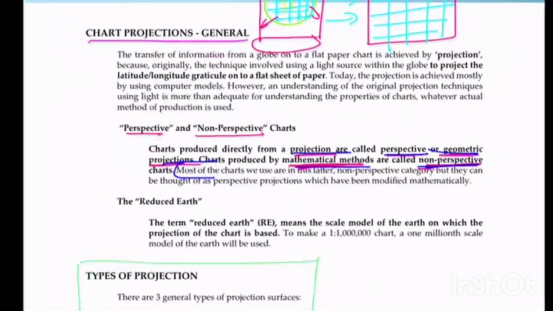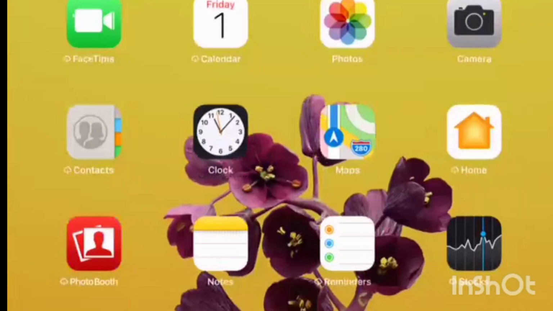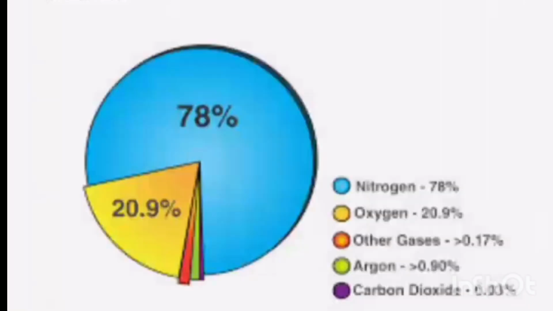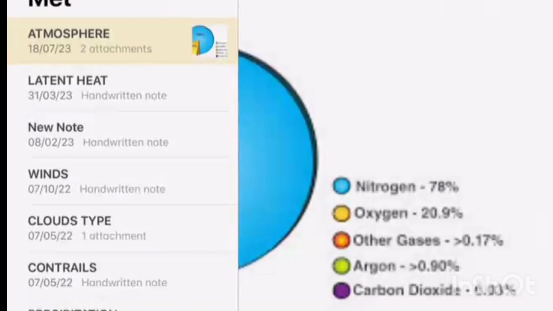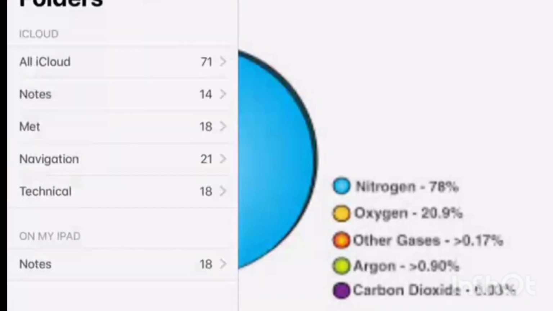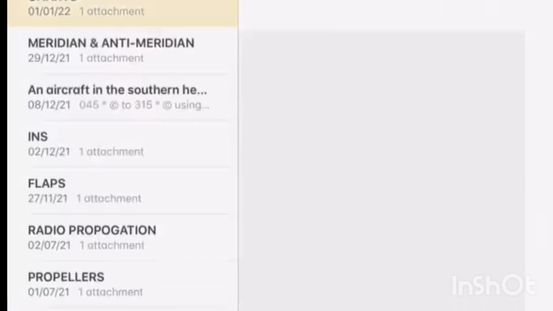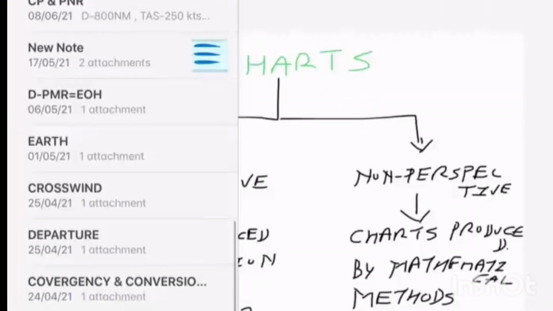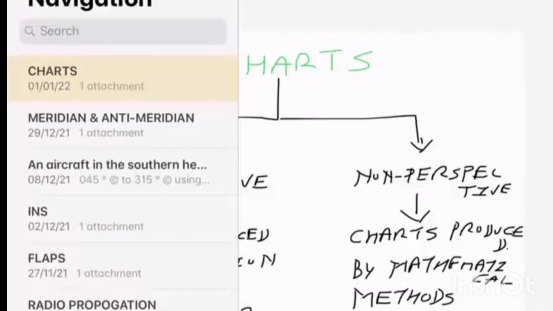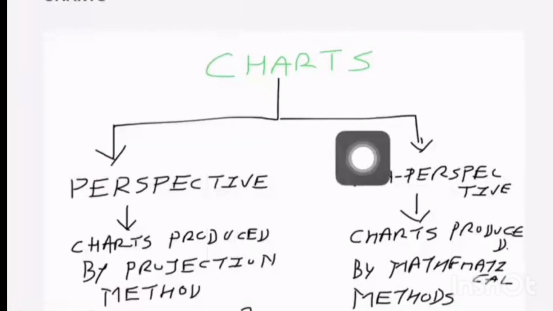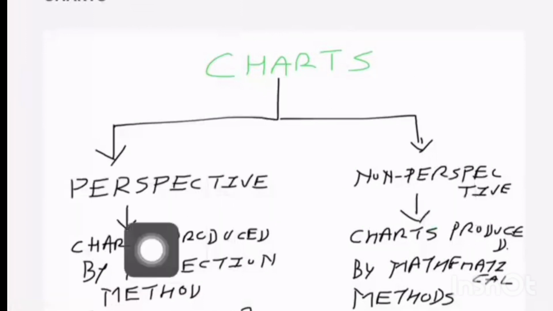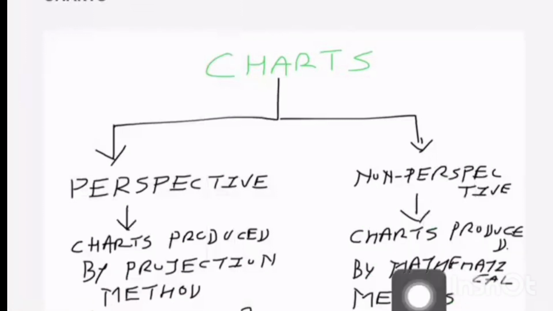Okay, sir. Just note down in your notes. Take a note. Charts, then line, perspective, non-perspective. Perspective chart: charts produced by projection method are called perspective, bracket, geometric. Non-perspective: charts produced by mathematical methods. Write it down.